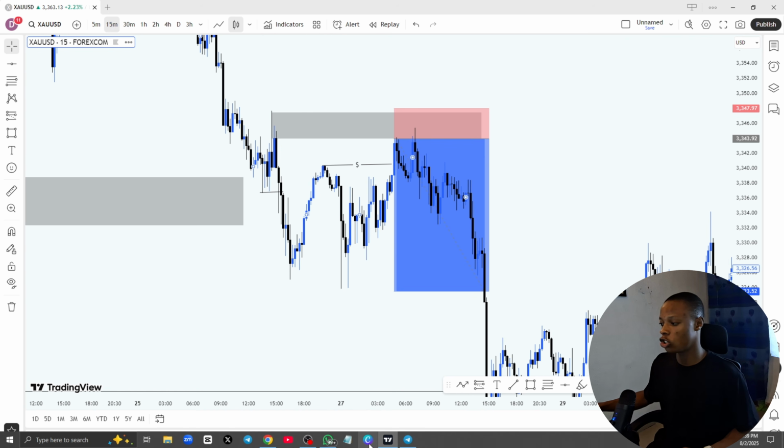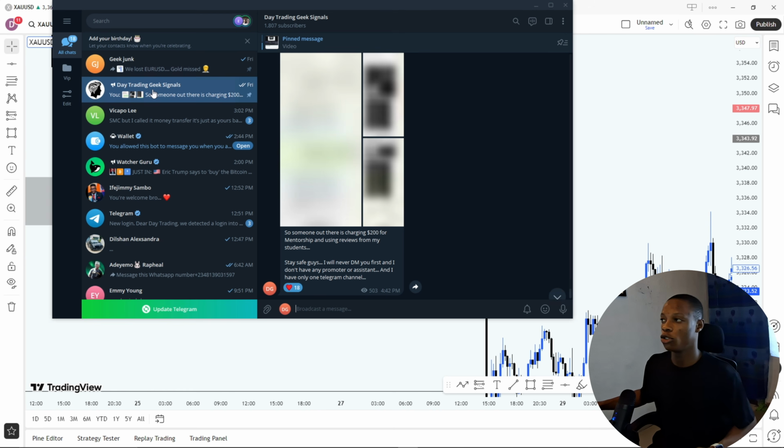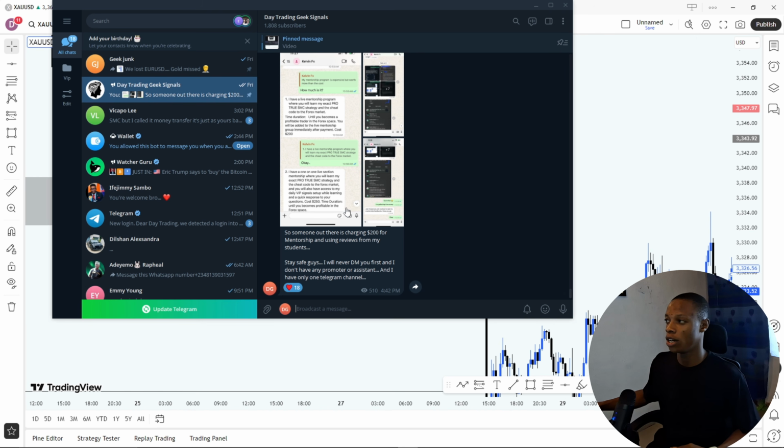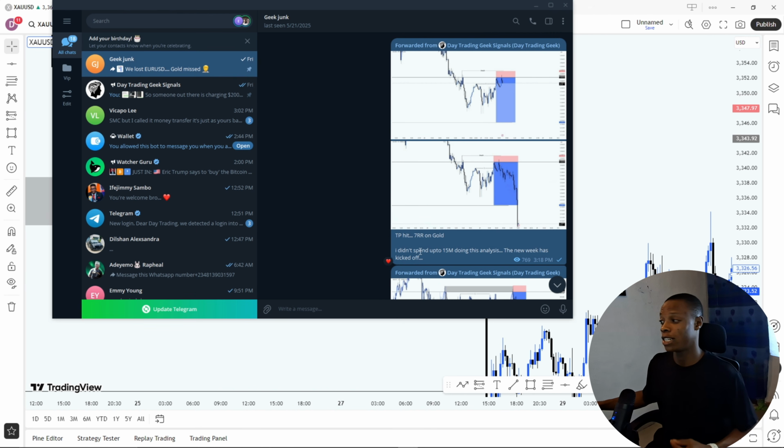Now this very trade was not dropped on the free Telegram. We also have a free Telegram. You can click on the link in the description to join. It is 100% free. I drop signals there as well. Now this very first trade was not dropped in the free Telegram. It was dropped as a correction for one of my students.